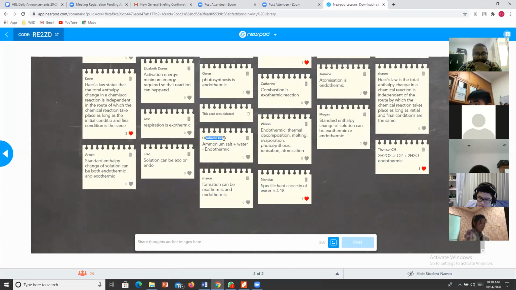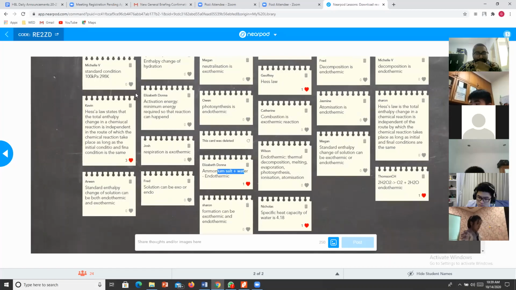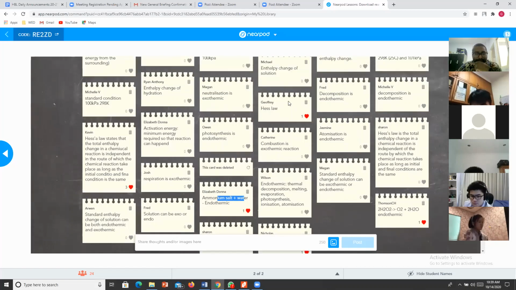Okay, Elizabeth, Donna have mentioned one. Okay, ammonium salt with water is endothermic. So that leaves another one. Okay, can you think about another one? Ammonium salt with water is endothermic. Okay, reactions of, I think decomposition is endothermic. Okay, there's one more. Okay, that is missing.